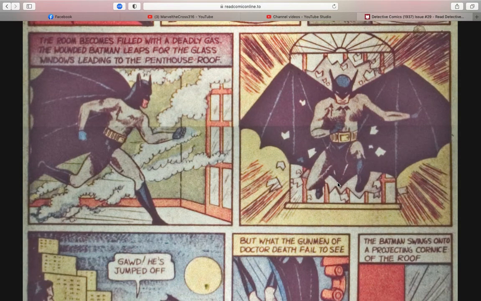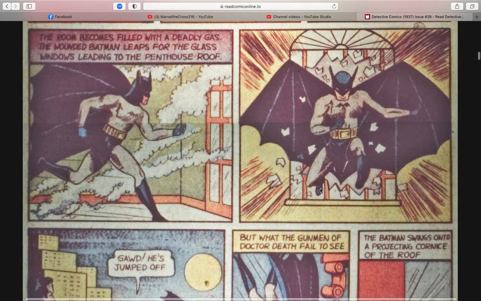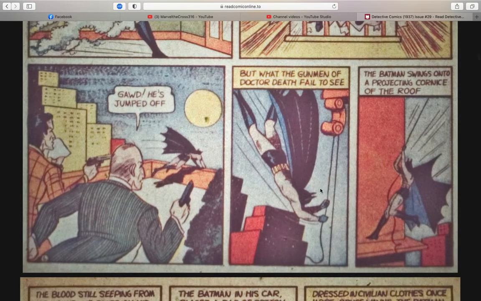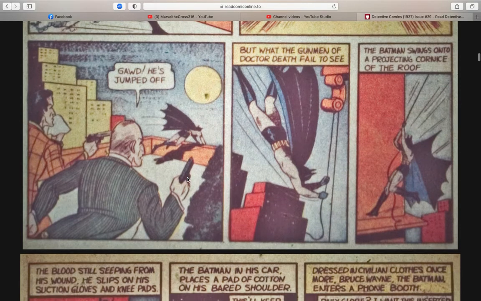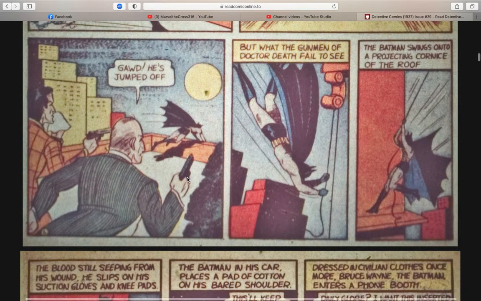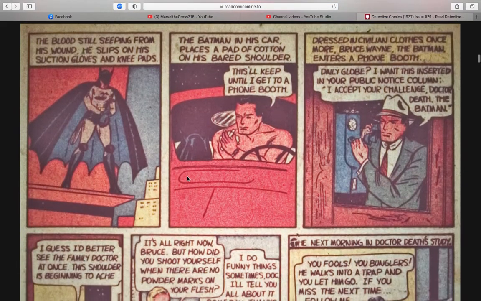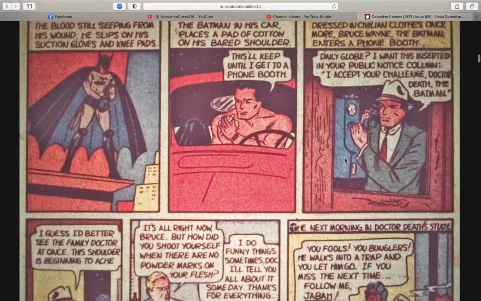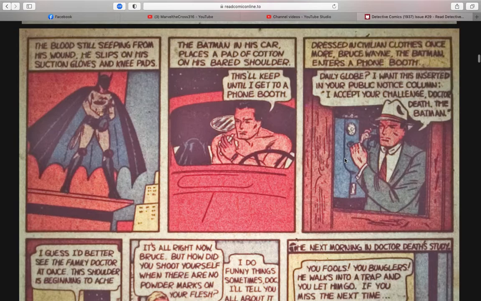So Batman is seen careening out of this window here. These guys are then going to try to follow the Batman, but Batman is too quick, and Batman uses his bat lasso here to get back to this rooftop of another building. Batman returns back to his car here, and he patches himself up. He knows that he needs to go to his family doctor so that he can get treated.